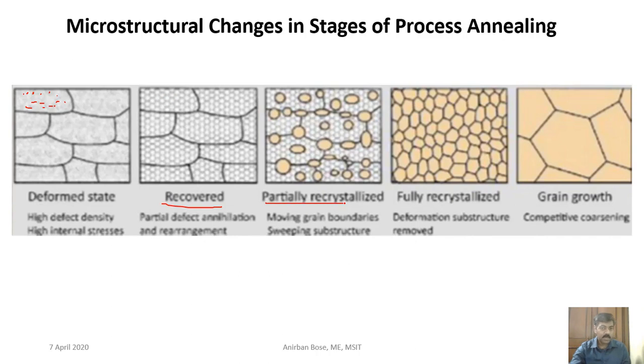Then recrystallization starts. Now dislocation-free grains start to be created. They are nucleating, they are growing, and this process is called recrystallization. And finally it is fully recrystallized, fully strain-free grains are produced, and then the grain growth. They are coarsened and produce this kind of grain growth. Okay, so these are the processes of how process annealing is done.